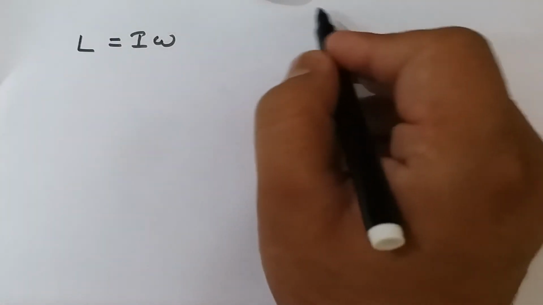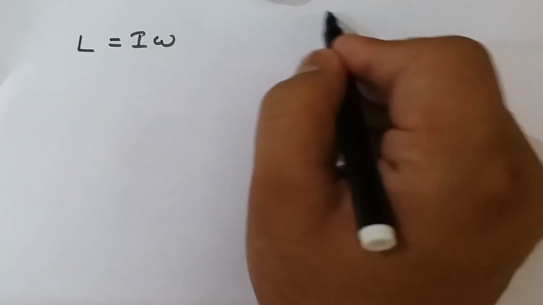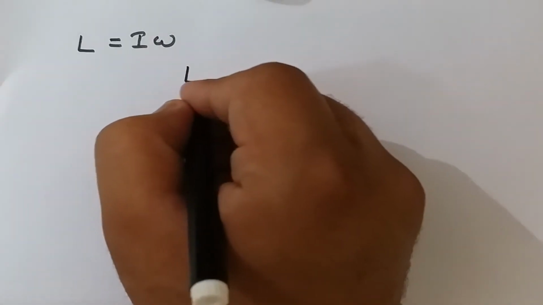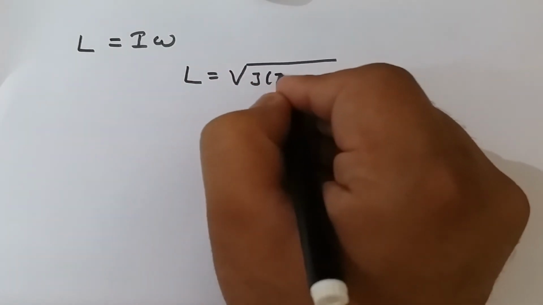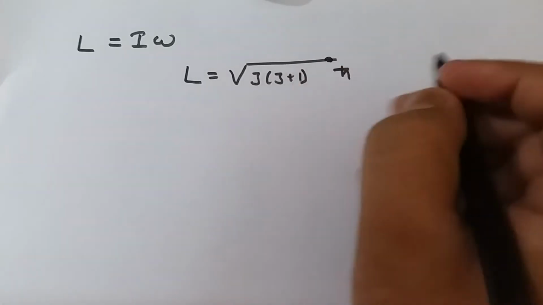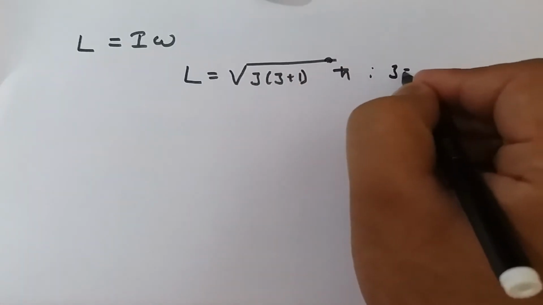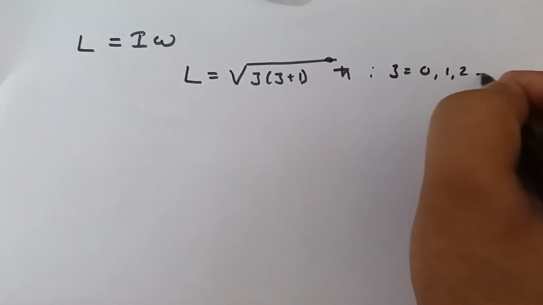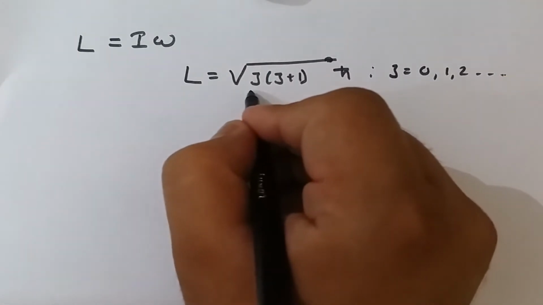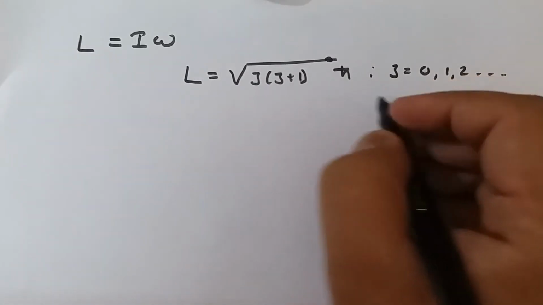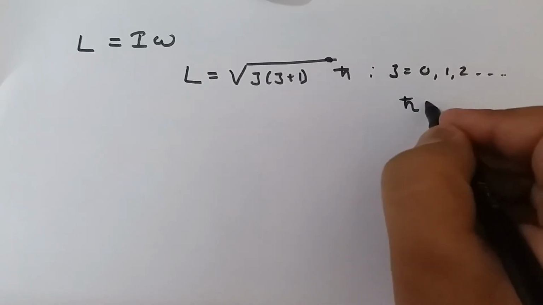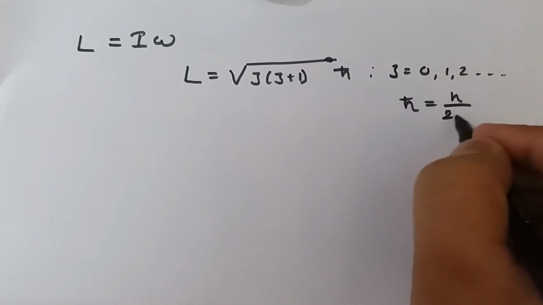That means a molecule is rotating in circles, so omega will be the angular velocity of that particular molecule. And from quantum mechanics we know that the angular momentum L can be written as root of J into J plus 1 times h cross, where the value of J is 0, 1, 2 and so on, J is the rotational quantum number, and h cross is the reduced Planck constant, which is the Planck constant divided by 2 pi.